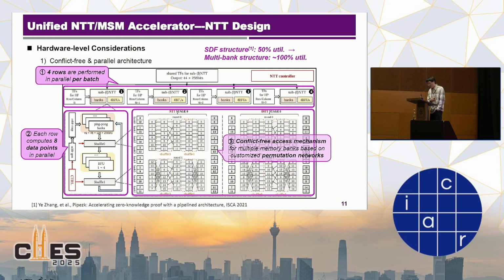At the hardware level considerations, we propose a conflict-free and parallel architecture where 4 rows are performed in parallel per batch, and each row computes 8 data points in parallel. We also design a conflict-free access mechanism for multiple memory banks based on a customized permutation network. So in this way, our multi-bank-based architecture can get almost full utilization compared to the previous SDF design.